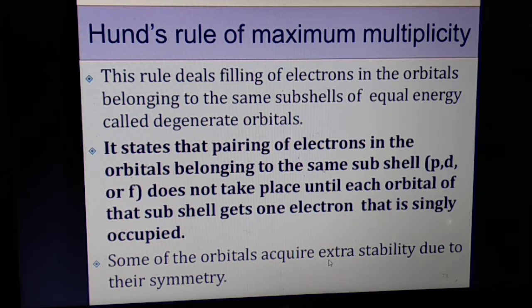Suppose we have 2p4, that is, there are 4 electrons in the p orbital. How will they be distributed in the p orbitals? First, according to Hund's rule, px1, py1 and pz1, and for the extra 1 electron, pairing will start in the px orbital, that is px2, py1 and pz1. This will be the electronic configuration of the different orbitals of the p subshell according to Hund's rule.